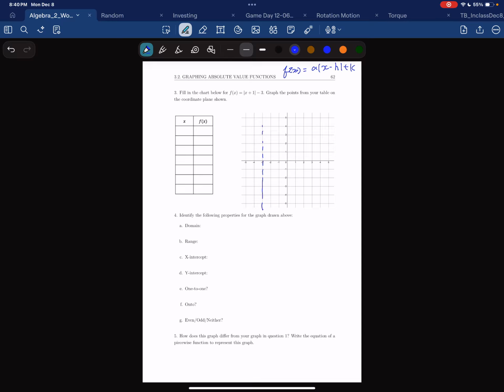Then what's H? Well, H in this case is -1. I know here we are seeing +1, but remember what I said. We always have to multiply H by -1 because of the negative sign in the general form.